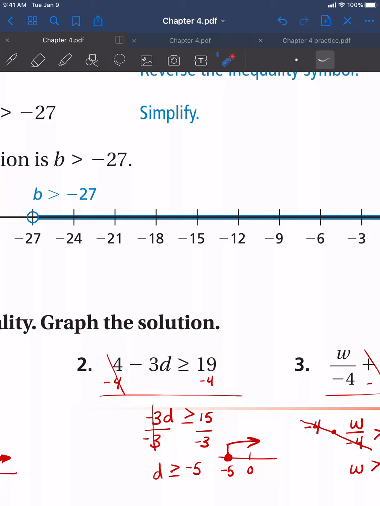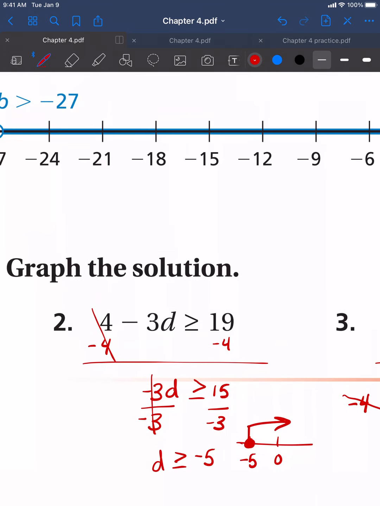Okay? So here, let me fix this. You guys can fix this in your notes too. This is 4 minus 3d is greater than or equal to 19. Remember we took that note on that? Go in there and erase this real quick. I'm going to erase mine. So because we multiplied or divided by a negative, we're going to flip this little sign, okay? So it should be this way. D is less than or equal to negative 5. Which means the arrow's going to go that way.